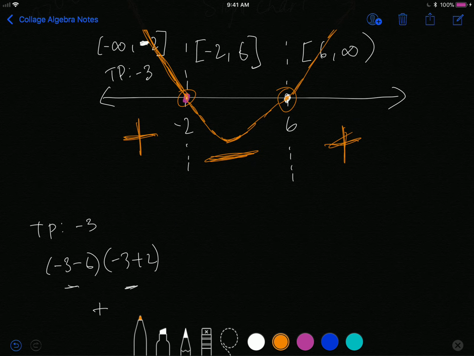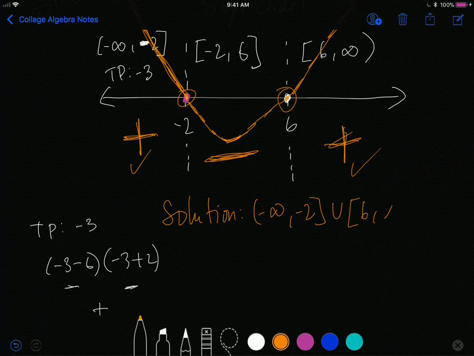And so my positive regions are here and here. And so my solution is negative infinity to negative 2, union, because there are 2 regions, 6 to infinity. And that right there is the solution to all my problems. I got no more problems. What you get? None, right?